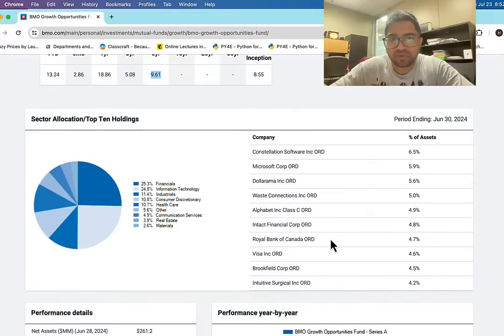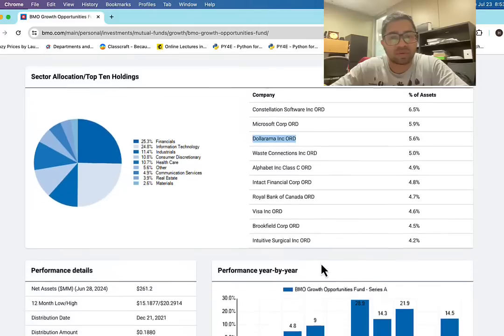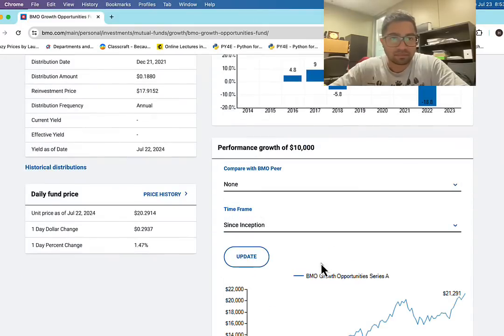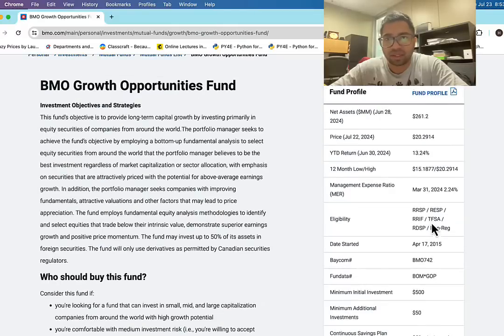The companies are different, so it consists more of software companies, Dollarama, companies that are growing fast. So $10,000 invested in 2015 has become $11,231 right now. The expense ratio is 2.24. The fees that you pay every year is 2.24.